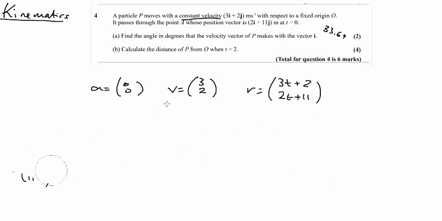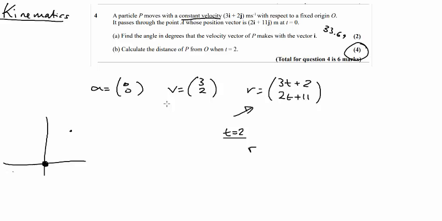Here's a nice 4 marker. Calculate the distance from O when t equals 0. Obviously, it's saying it's going from the origin: where is it at t equals 0, and calculate the distance. So we find the spot and just do Pythag on it, basically putting t equals 0 into there. And you can see, as we're doing AVR, you're like, oh, really, they're giving me 4 marks for that? Yeah, they're giving you 4 marks for that.